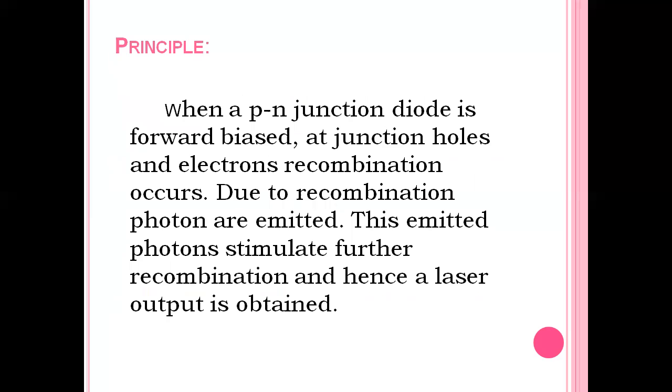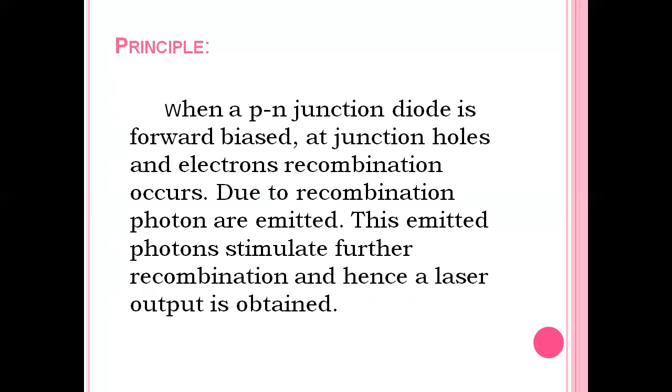Coming to the principle of a semiconductor laser diode, here we take a PN junction diode, which may be either a homojunction or a heterojunction. The junction should always be forward biased. That means the P-type material is always connected to the positive terminal of the battery, and the N-type material is connected to the negative terminal of the battery.